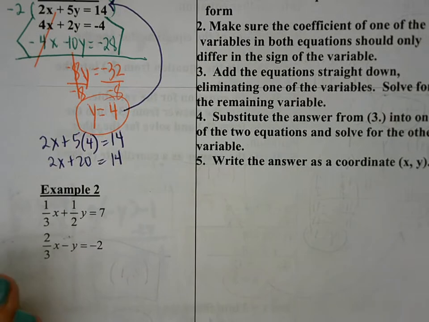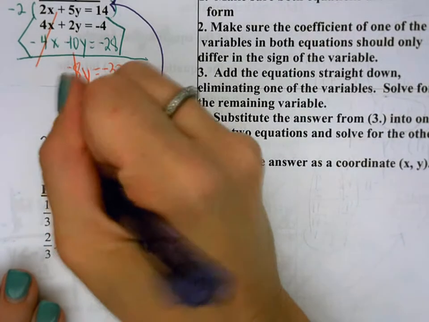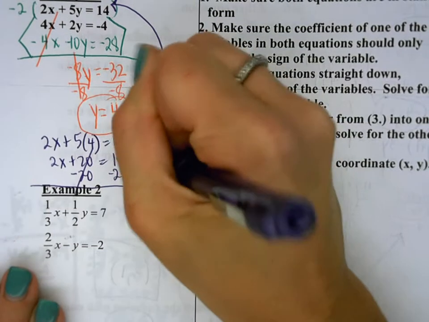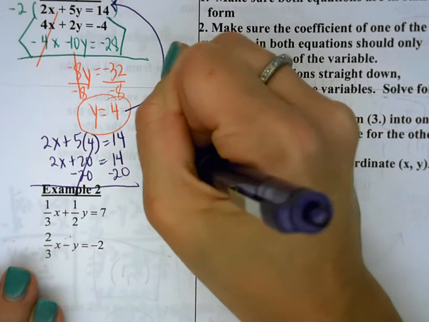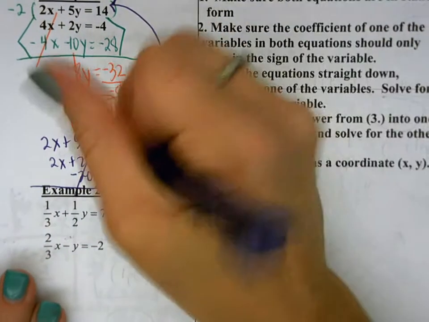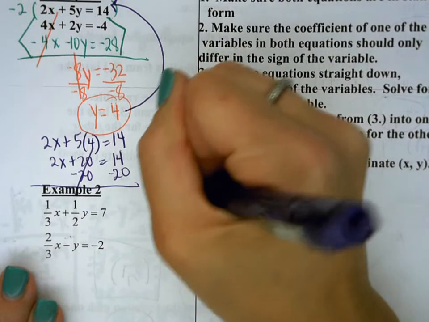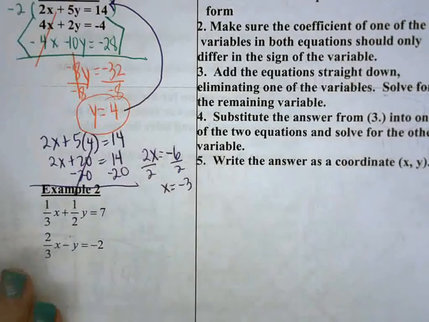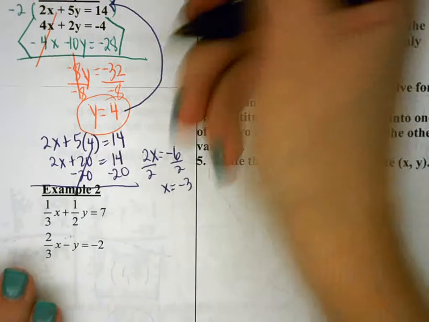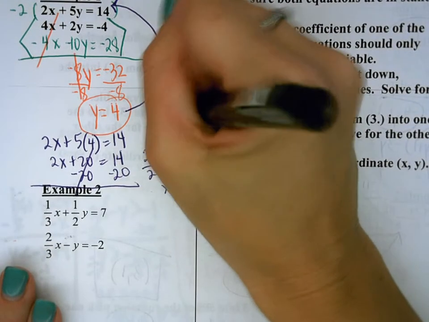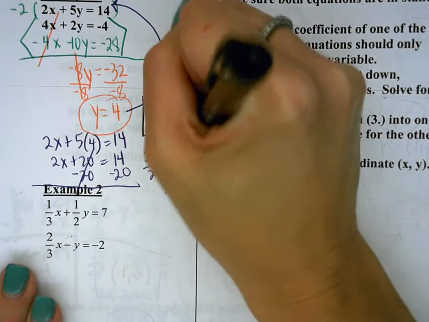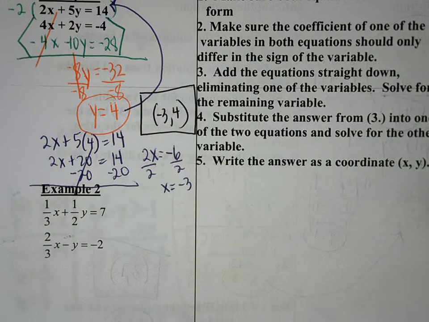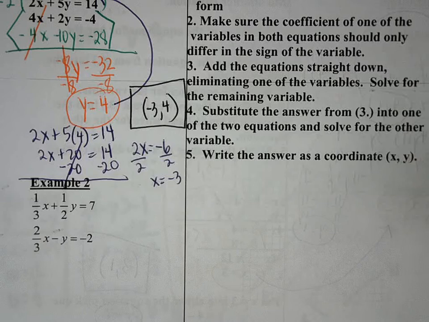Then I will subtract 20 from both sides. 2x equals negative 6. We divide by 2, and x equals negative 3. So my answer is negative 3, 4. Questions?